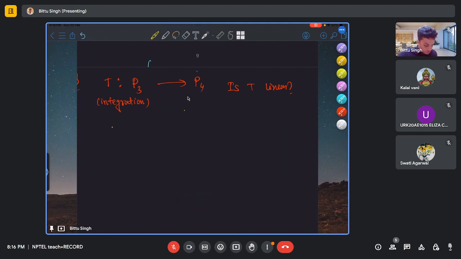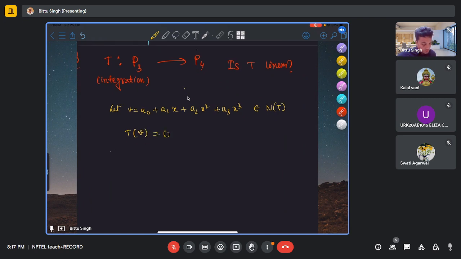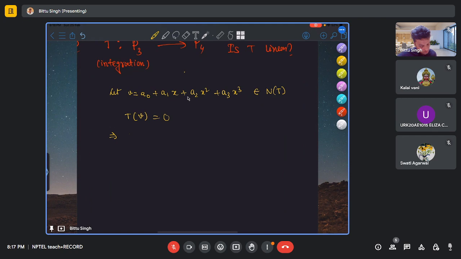Let a0 plus a1 x plus a2 x square plus a3 x cube belong to the null space of this transformation. Then by definition, suppose this is v, then T of v should be 0, right? But what is the integration? It is a0 x plus a1 x square by 2, a2 x cube by 3 plus a3 x to the power 4 by 4, right?